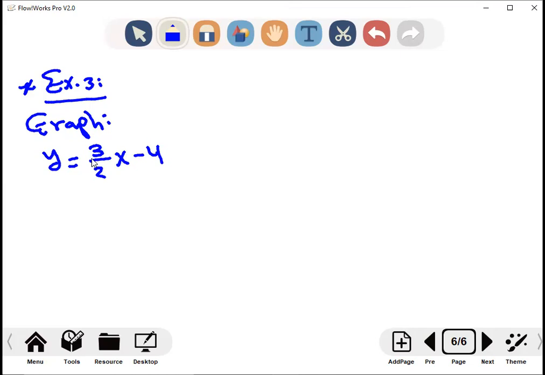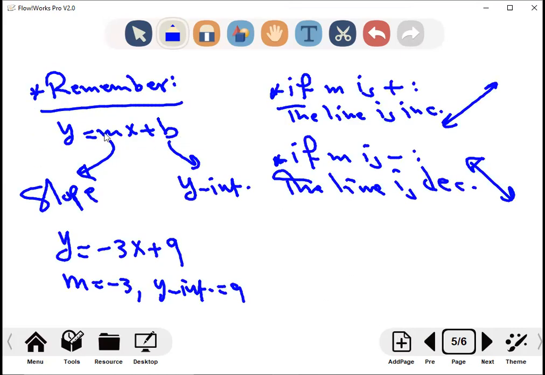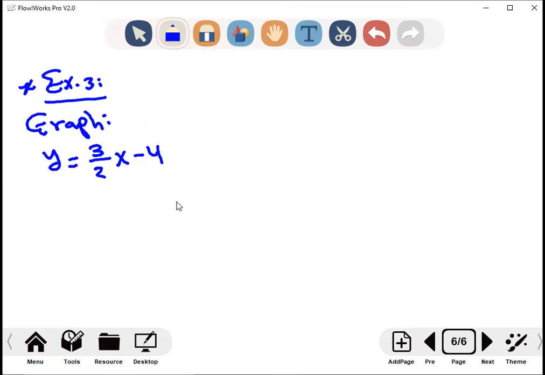Okay. Now, what's the negative 4 here? It is the y-intercept. Don't forget, y equals mx plus b. m is the slope, b is the y-intercept. So here, m is 3 over 2, and how much is b? Negative 4, not 4. Okay. So here I have two pieces of information: the slope is 3 over 2, which is positive, meaning the line should be increasing, right? And the y-intercept is negative 4.